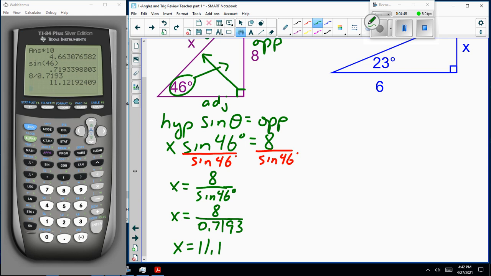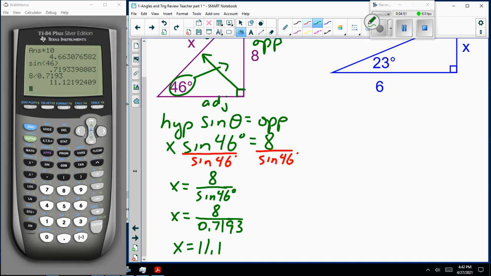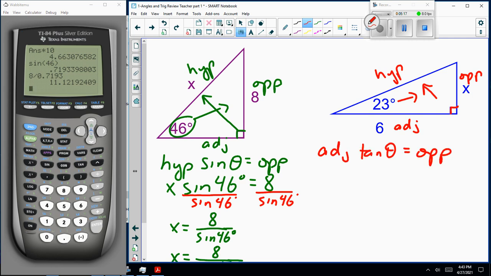Now, just to prove I'm not totally evil, let's do the next one together. Oh, you goody stuff. We're watching. Angle, so this is my hypotenuse. Opposite. Opposite adjacent, that's tan. Now, what's the formula on the sheet? It's adjacent times tan theta equals opposite. 6 tan 23 equals, oh, this is easy.